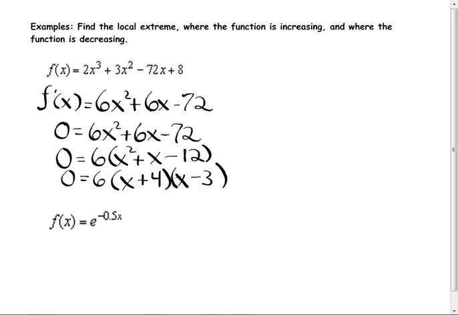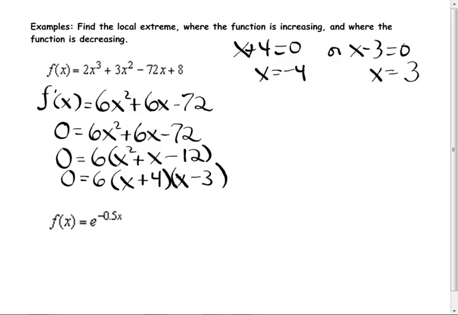And now we want to find where that makes that 0. So by zero product property, x plus 4 is equal to 0, which is x equals negative 4, or x minus 3 equals 0, or x equals 3. And then we're going to put a little line graph in here, because I want to know where this is increasing and decreasing. So I'm going to draw a line. I'm going to put in my zeros, negative 4, 3.